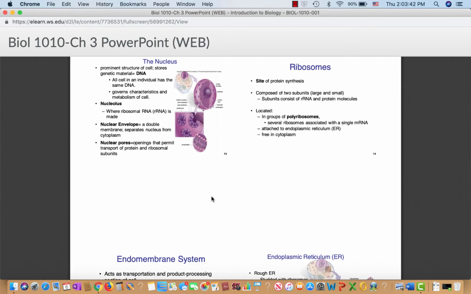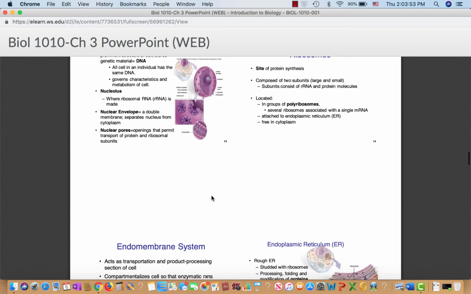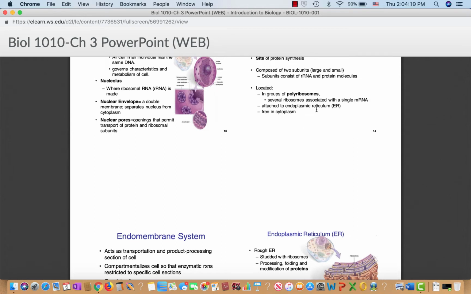The ribosomes are where proteins are synthesized. They have a small and a large subunit, and we'll talk more about what each of those subunits is later. And then you have groups, or clusters, of ribosomes called polyribosomes. Poly means many, so many ribosomes in one place. We call it a polyribosome because biologists are creative with names. Some float around free in the cytoplasm, others are bound to the endoplasmic reticulum.